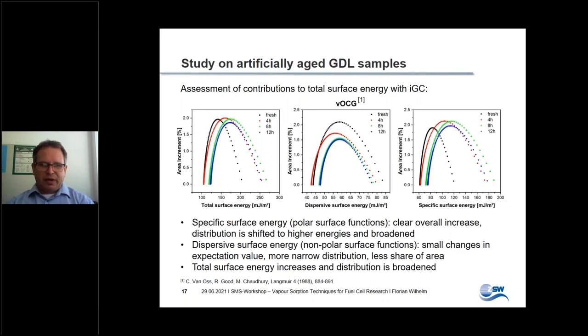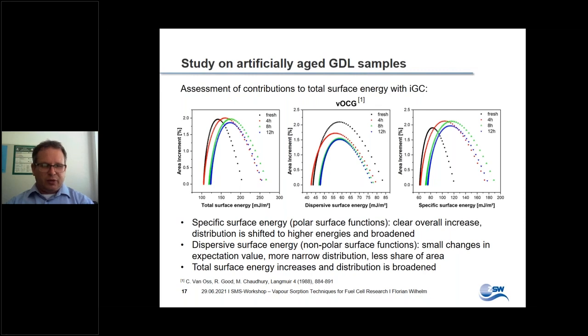There's an overall increase of the mean value of the specific surface energy, and the distribution is shifted to higher energies and broadened. So that's a really clear trend for the polar surface functions. We see that this artificial aging method increases the fraction of polar surface functions, and with this the corresponding surface energy rises.